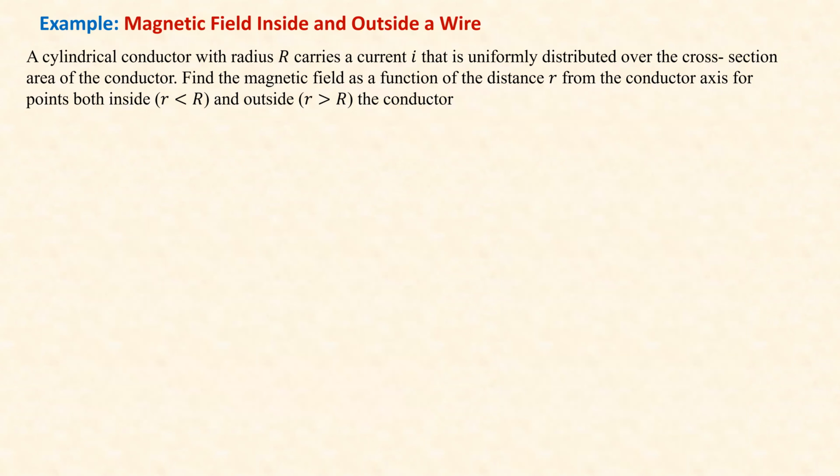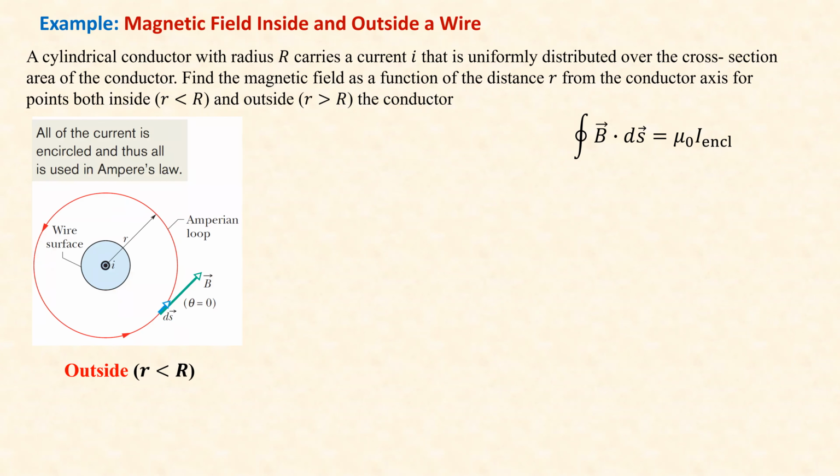All right. Now we can apply Gauss's law to a special situation. This is the situation: we have a cylindrical conductor with radius R that carries a current I uniformly distributed over the cross-sectional area of the conductor. This is the wire. It has a radius capital R, and we want to calculate the magnetic field at distance lowercase r from the center.